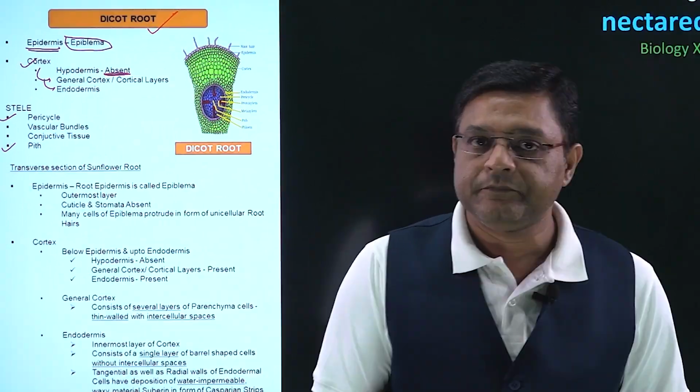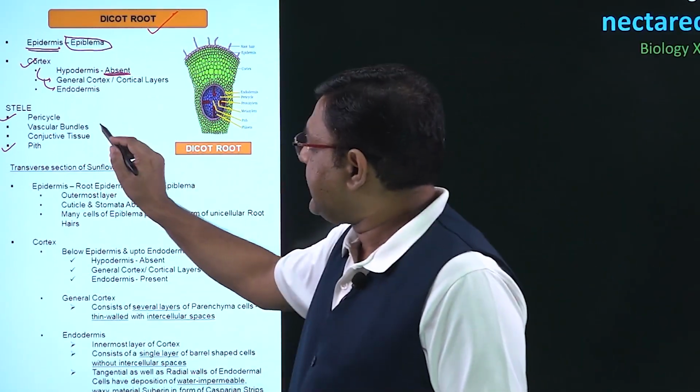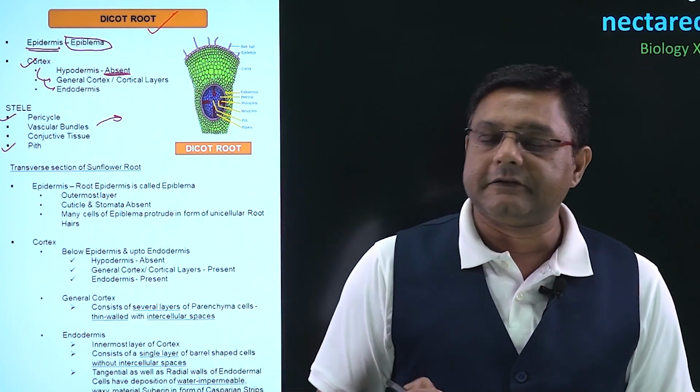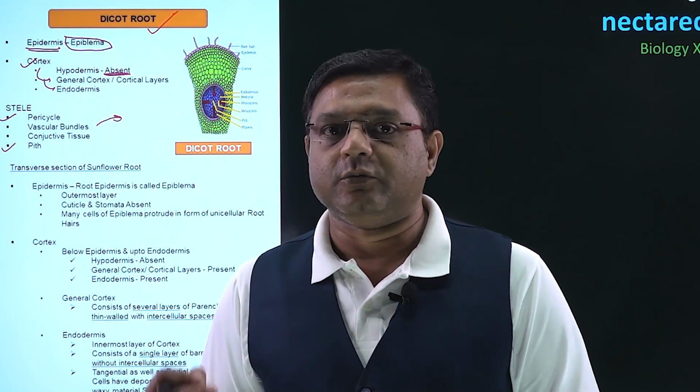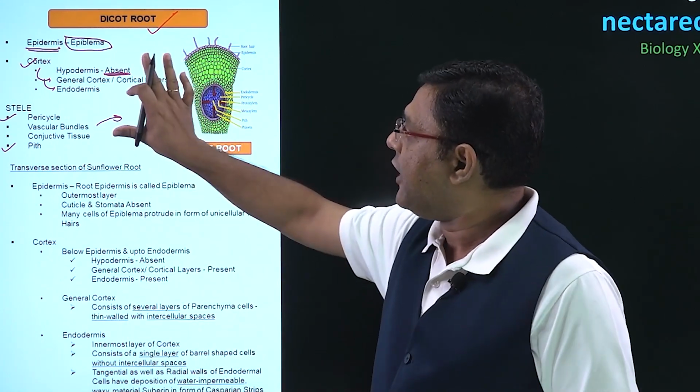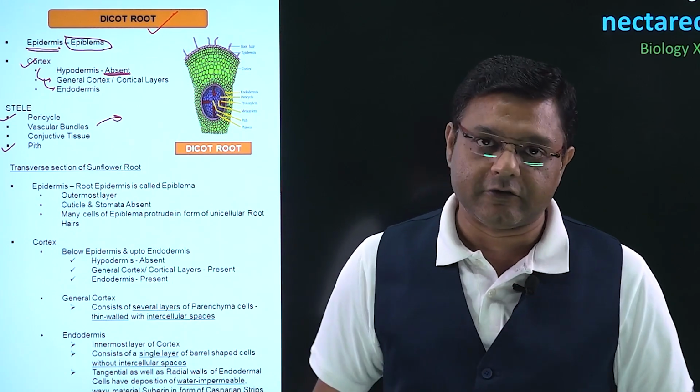case of roots. Now, apart from this, we can see that vascular bundles are present, and vascular bundles are a part of vascular tissue system, and that is how three tissue systems will form the structure of this dicot root.